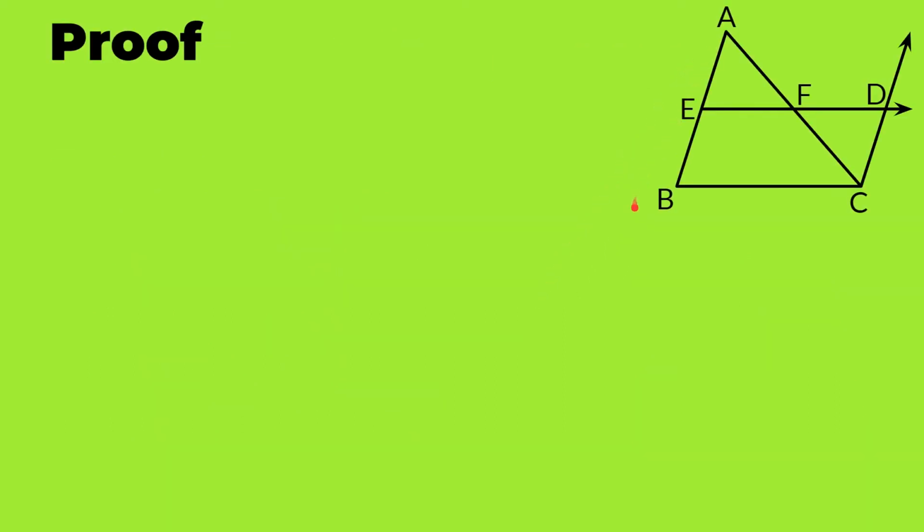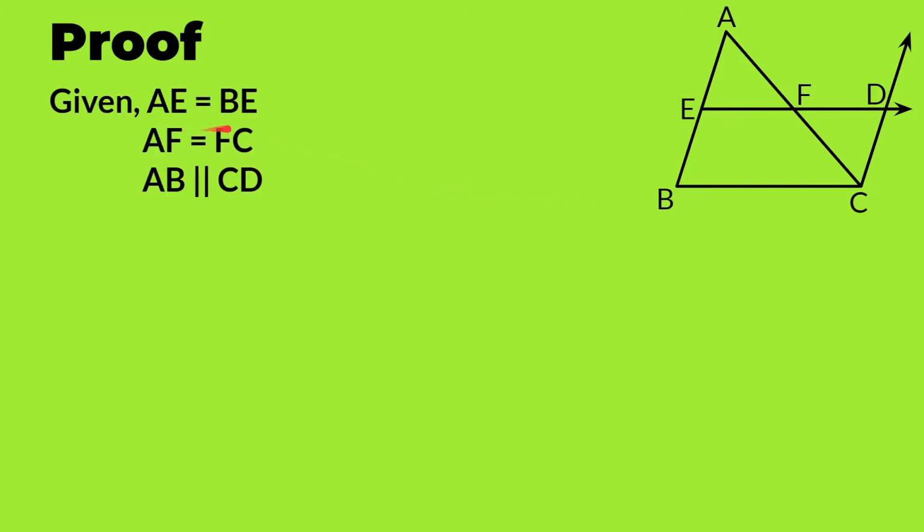So we have a figure. This is our original triangle ABC. Then E and F are the midpoints of the sides AB and AC, and we have joined them and extended the line, and the line DC is a line parallel to AB, and it is also extended. Now let's write what we know. So we know that AE is equal to BE since E is the midpoint, AF is equal to FC since F is the midpoint, and AB is parallel to CD that we have drawn ourselves, so we know that.